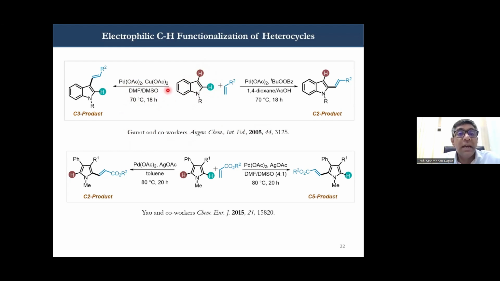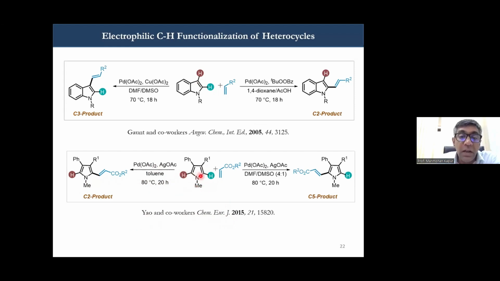So this reaction is essentially working because this is now a pi basic site. So this is a pi basic site. It can pick up an electrophilic metal leading to a CH functionalization at this position. We will see some of these mechanisms in a couple of slides from now. Similarly, Yao and co-workers demonstrated the functionalization of pyrroles depending on the reaction conditions and the solvent involved at either the C5 position or at the C2 position of pyrroles.